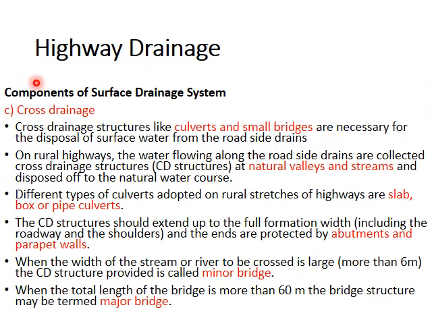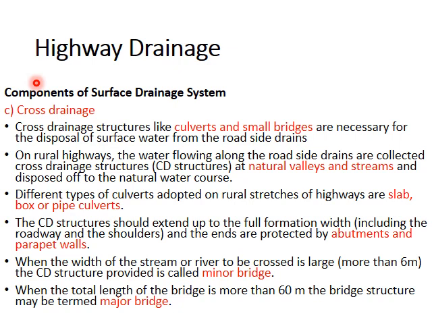The last component of the surface drainage system is the cross drainage. Cross drainage structures can be culverts or small bridges. They collect water from natural valleys or streams and dispose of it to the natural course again. Some types of culverts are slab culverts, box culverts, and pipe culverts. These culverts extend up to the full formation width, and at the ends they are protected by abutments and parapet walls.